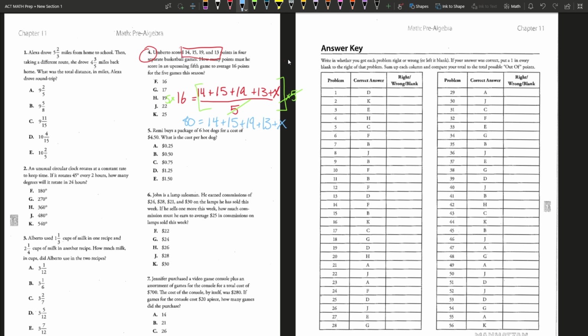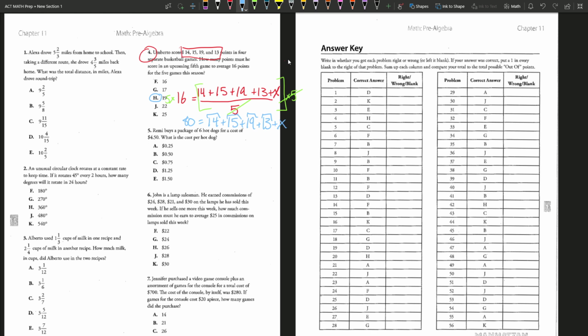And then we just subtract out the rest of those numbers. All right, so it'd be 80 minus 14 minus 15 minus 19 minus 13. That's 19. Perfect. Questions on number 4? All right, cool. Any other questions, the ones that you saw that didn't quite make sense?